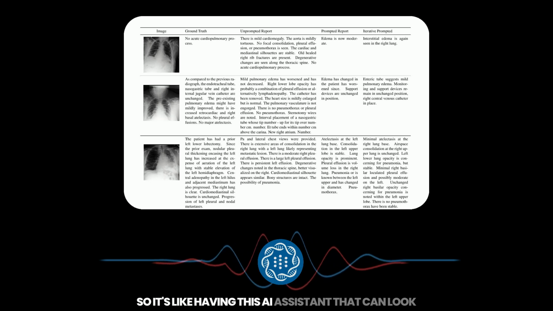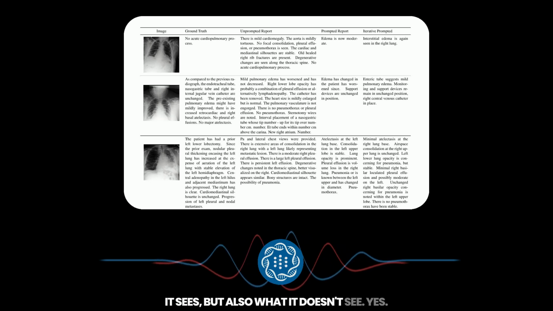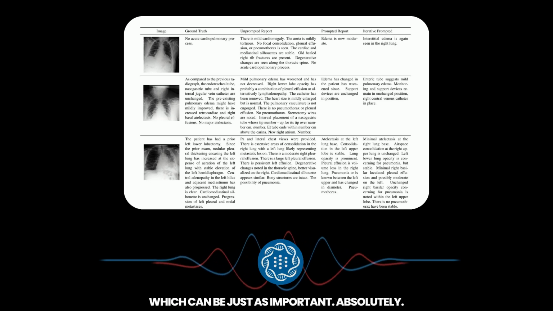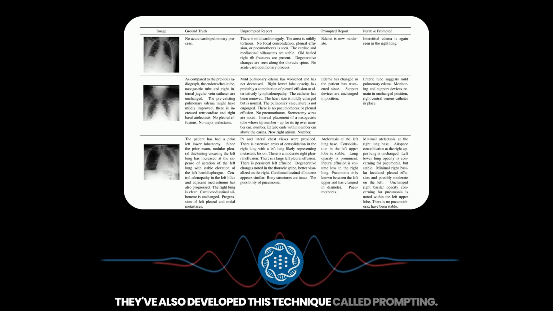So it's like having an AI assistant that can look at an x-ray and not only tell you what it sees, but also what it didn't see. Which can be just as important in ruling things out. And to make things even more interesting, they've also developed this technique called prompting.